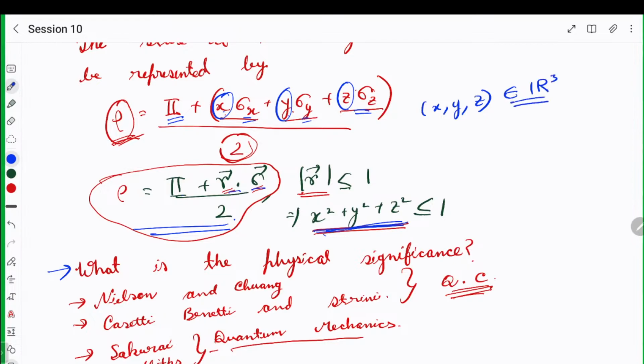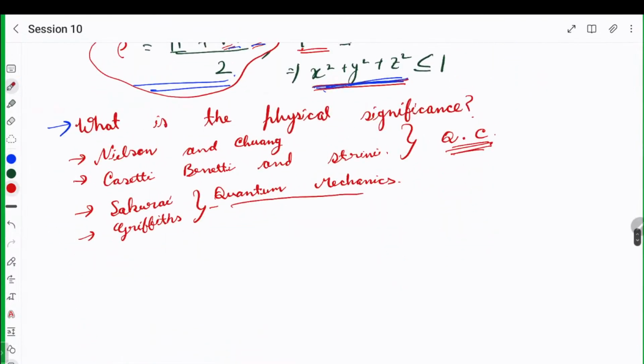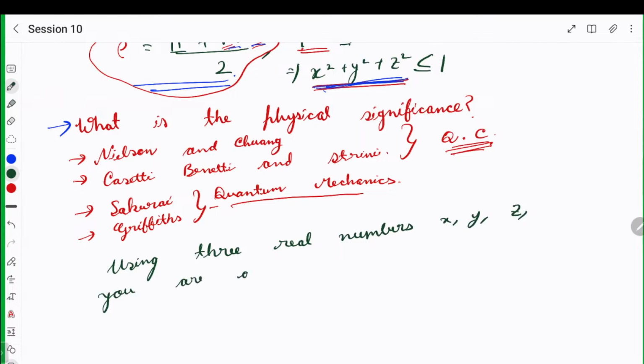So you can see that using three real numbers, let me write it down for you, x, y, z, you are able to describe a complex density matrix.